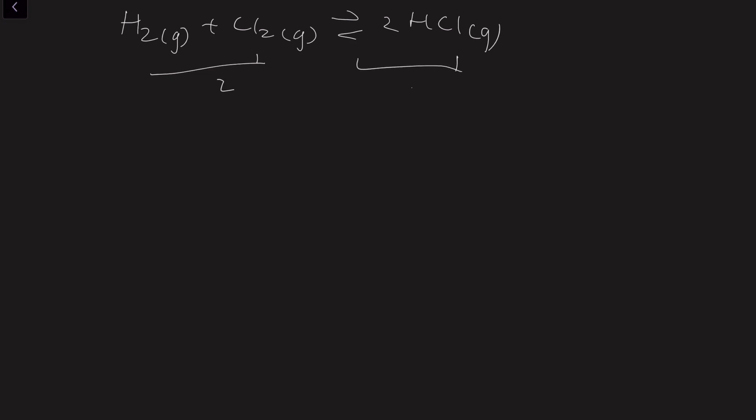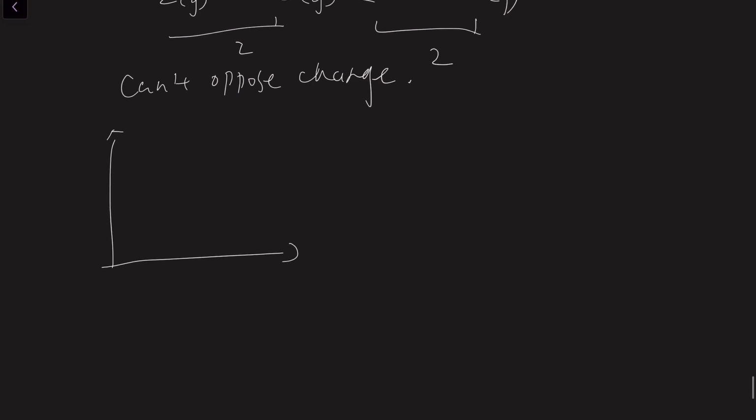So what happens when we have this kind of chemical reaction? We have two particles on the left, two particles on the right. So if we double the concentration or we halve the concentration, the system cannot do anything to oppose this change. Because the system can't oppose the change, it will do nothing. So the concentration time graph, if we are doubling, just looks like this.